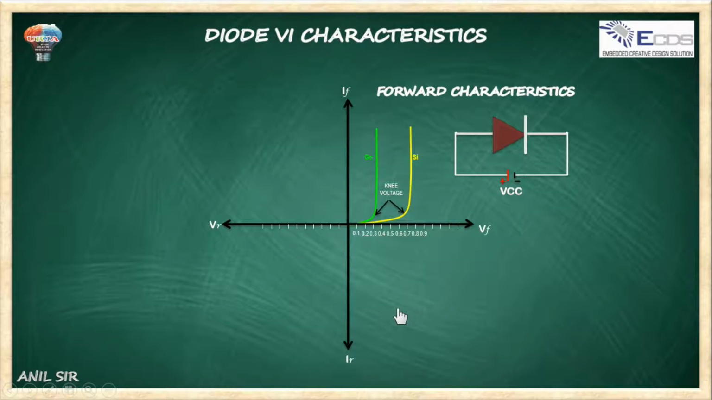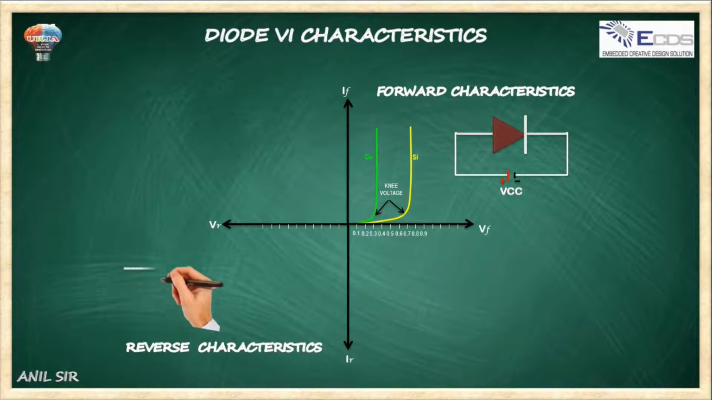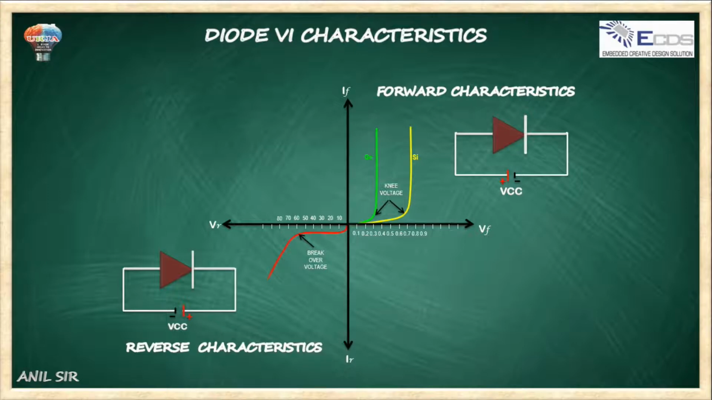Then what happens in a reverse bias condition? In a reverse bias condition, we have to connect it this way. So the anode is connected to the negative and the cathode is connected with the positive. So in this way, from this point to this point, a very small amount of current is flowing, and that amount is in microamperes.